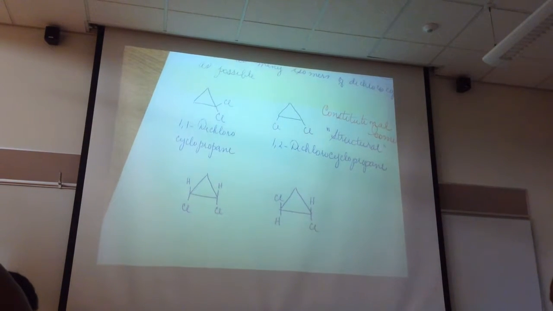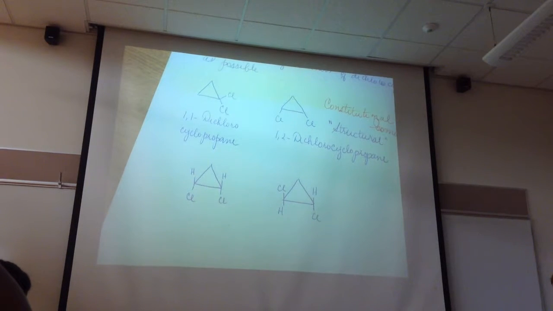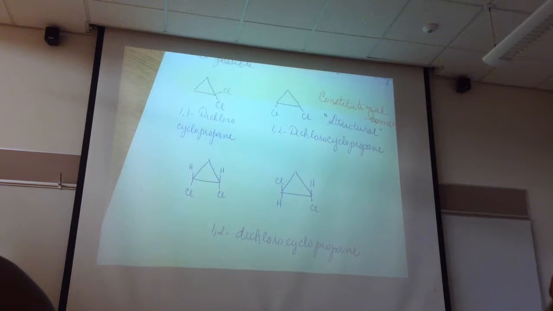Take a look, if you had to name the compounds, this is a 1,2-dichloro, and this is also a 1,2-dichloro. So the names are the same. They're both going to be called 1,2-dichlorocyclopropanes. Already not a constitutional isomer.